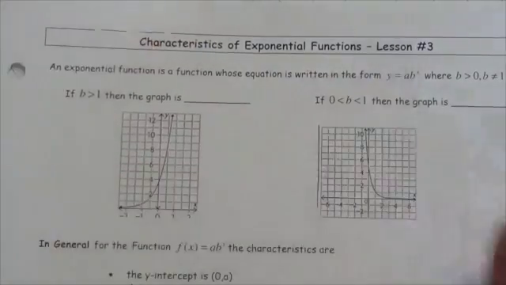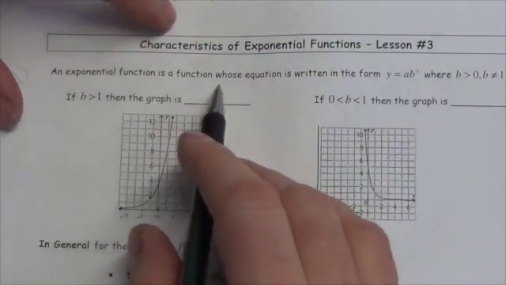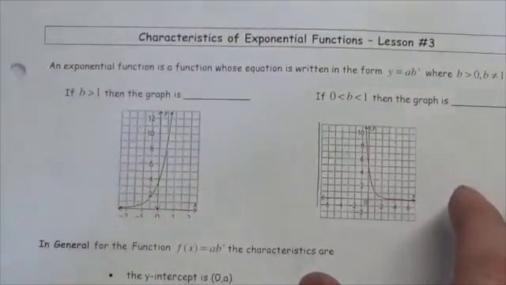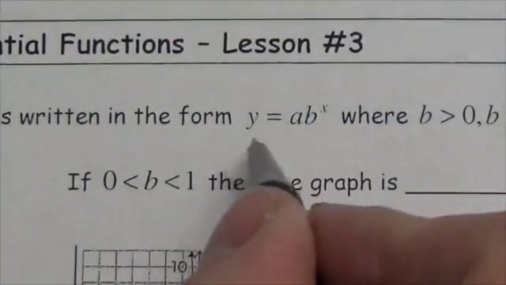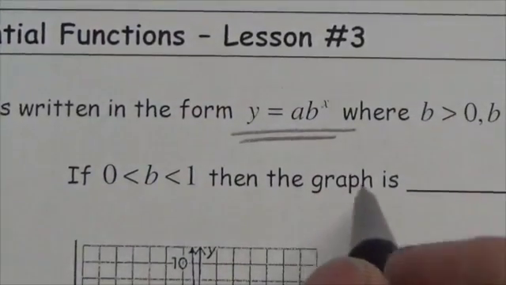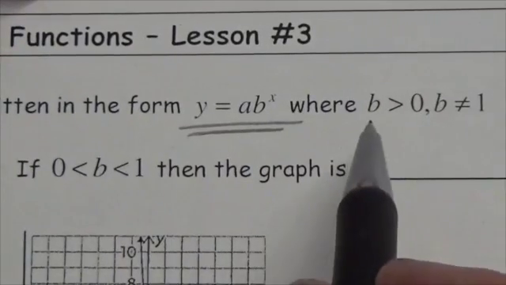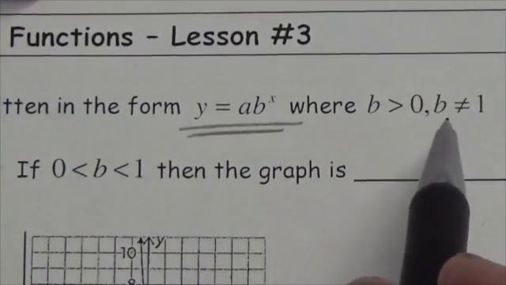So we'll start with just a basic definition. An exponential function is a function whose equation is written in the form, and let's zoom in on this here. It's a function written in the form of a times b to the x, where b is greater than 0 and b is not equal to 1.